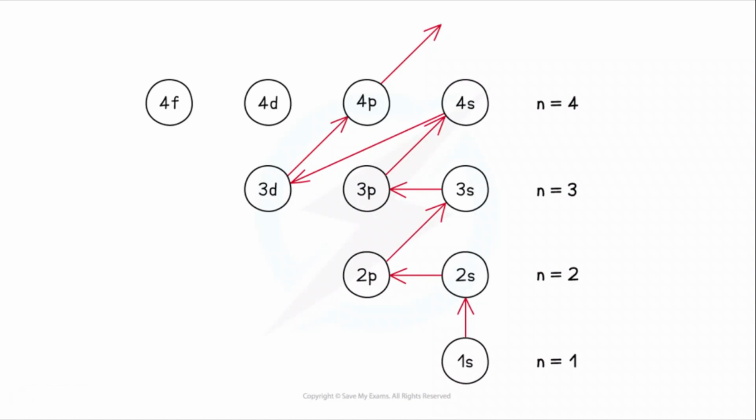So 1s, we know it's closest. 1s is in the subshell n equals 1, and n equals 1 is the shell that's closest to the nucleus, so it has the lowest energy. That's why it's ordered first. Then we go on to 2s, then 2p, then 3s, then 3p, then 4s, then 3d, then 4p, then 5s, then 4d, then 5p, and so on and so forth.